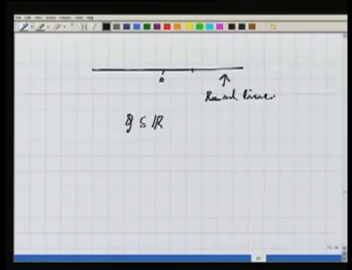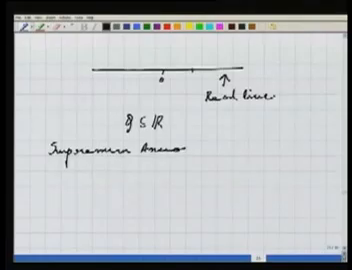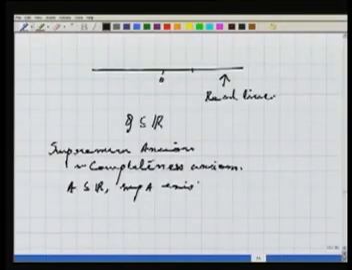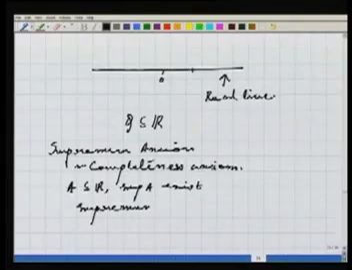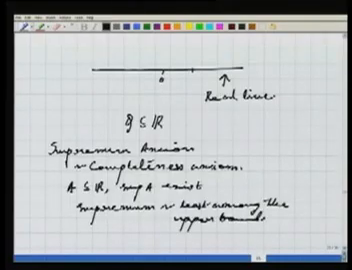Now the second thing, the most fundamental about this real line, was the supremum axiom. Sometimes this is also called the completeness axiom. What does it say? As you already know now, if you take any non-empty subset A of the real line, then A has a supremum. And supremum means the least among the upper bounds of the set A.